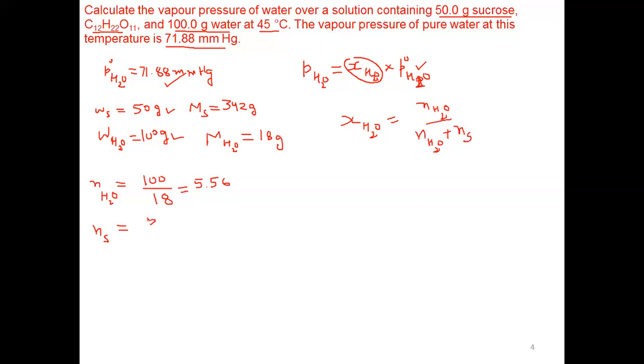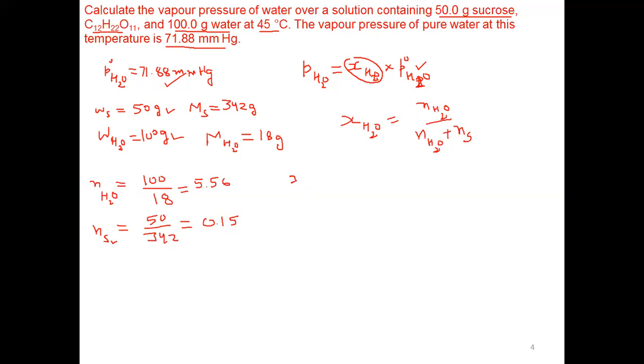Similarly, N sucrose is equal to weight, 50 gram, divided by its molecular weight 342. If you solve it, it will come out to be 0.146, or we can say it is 0.15. So this is the number of moles of water, and this is the number of moles of sucrose.